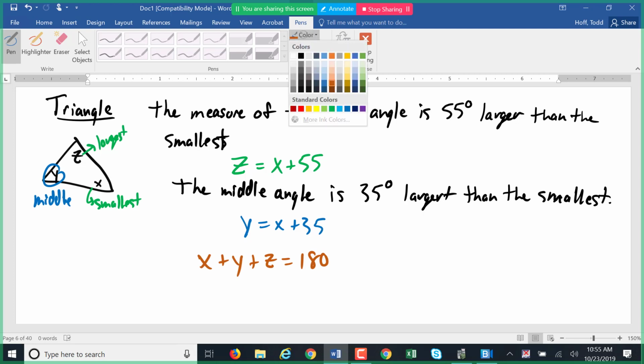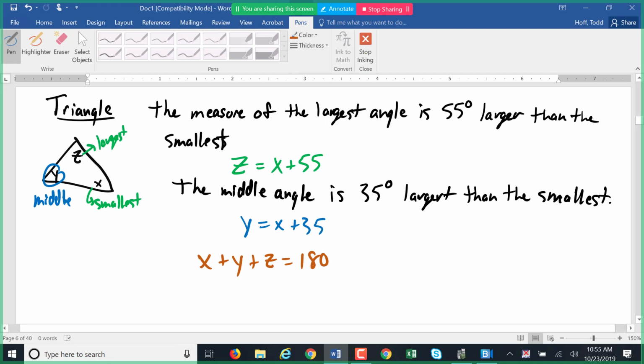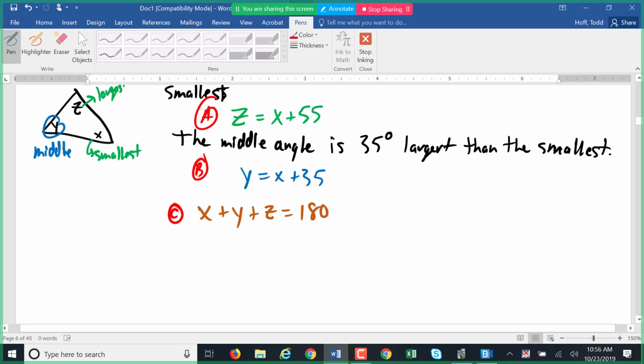Here's a system of equations, and this is a 3 variable system. We've got equation A, B, and C that is tailor-made for substitution because A and B are both already solved for a variable. So I can substitute both of those into equation C. So for equation C, it's going to become x doesn't change. Y, however, we're going to put in x plus 35. And for z, we're going to put in x plus 55 equals 180.